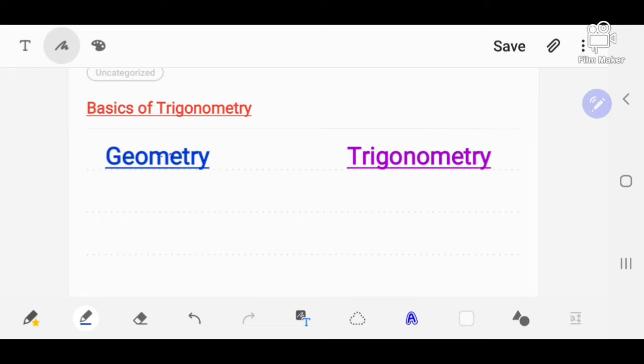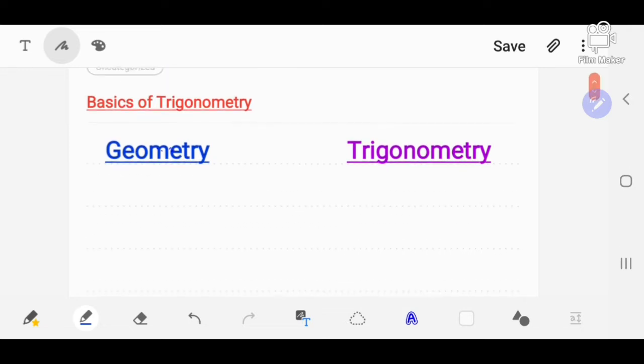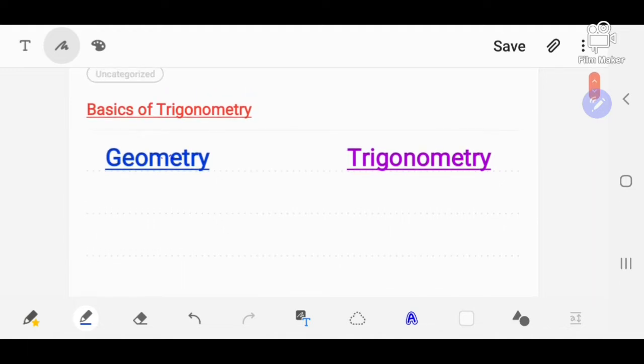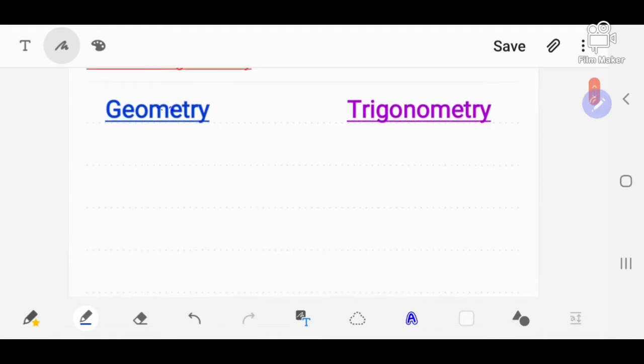Hi, let's talk about this interesting topic, trigonometric functions or trigonometric ratios. Let's try to make this topic easy as it should be. I'm gonna start with the differences between geometry and trigonometry. Why am I gonna do this? Because in trigonometry we're gonna talk about angles and triangles.